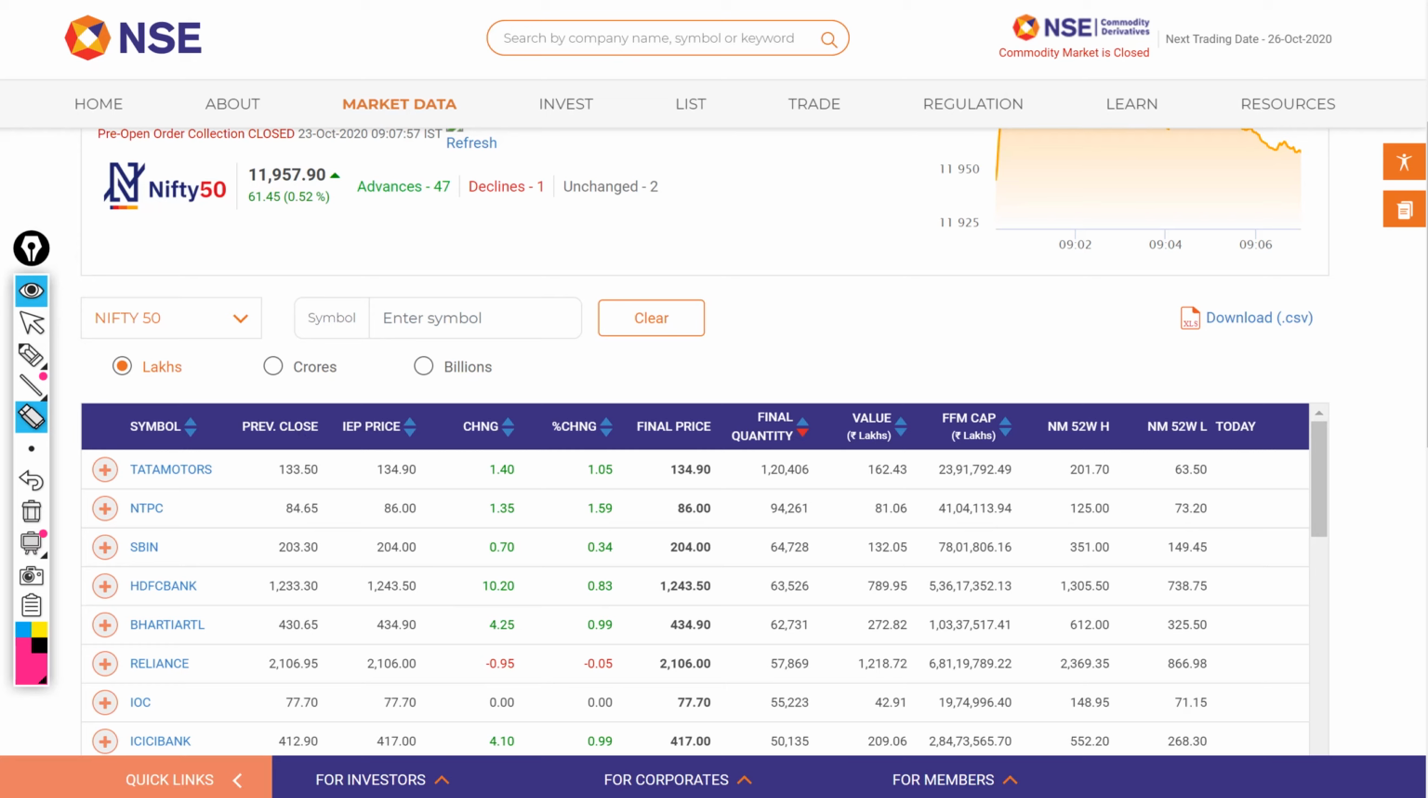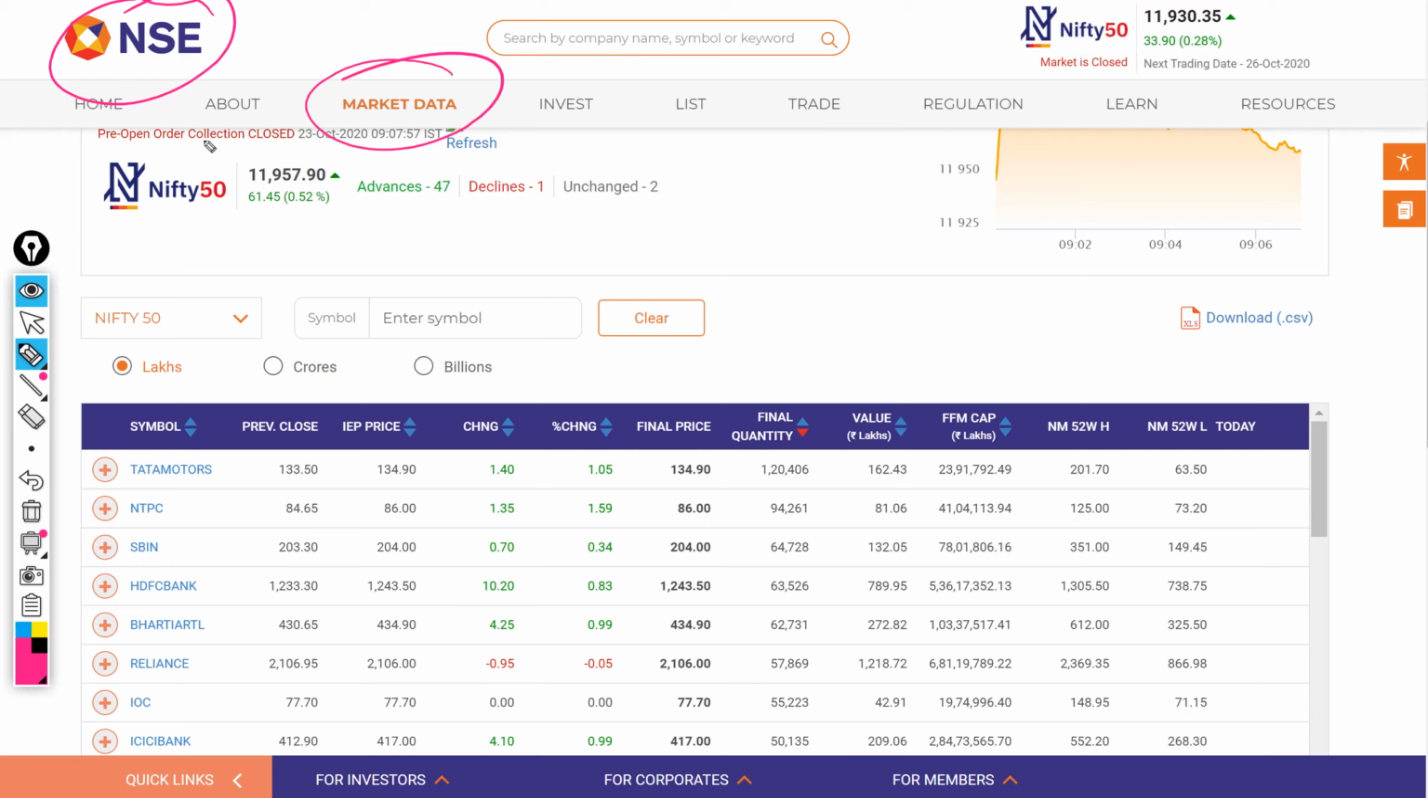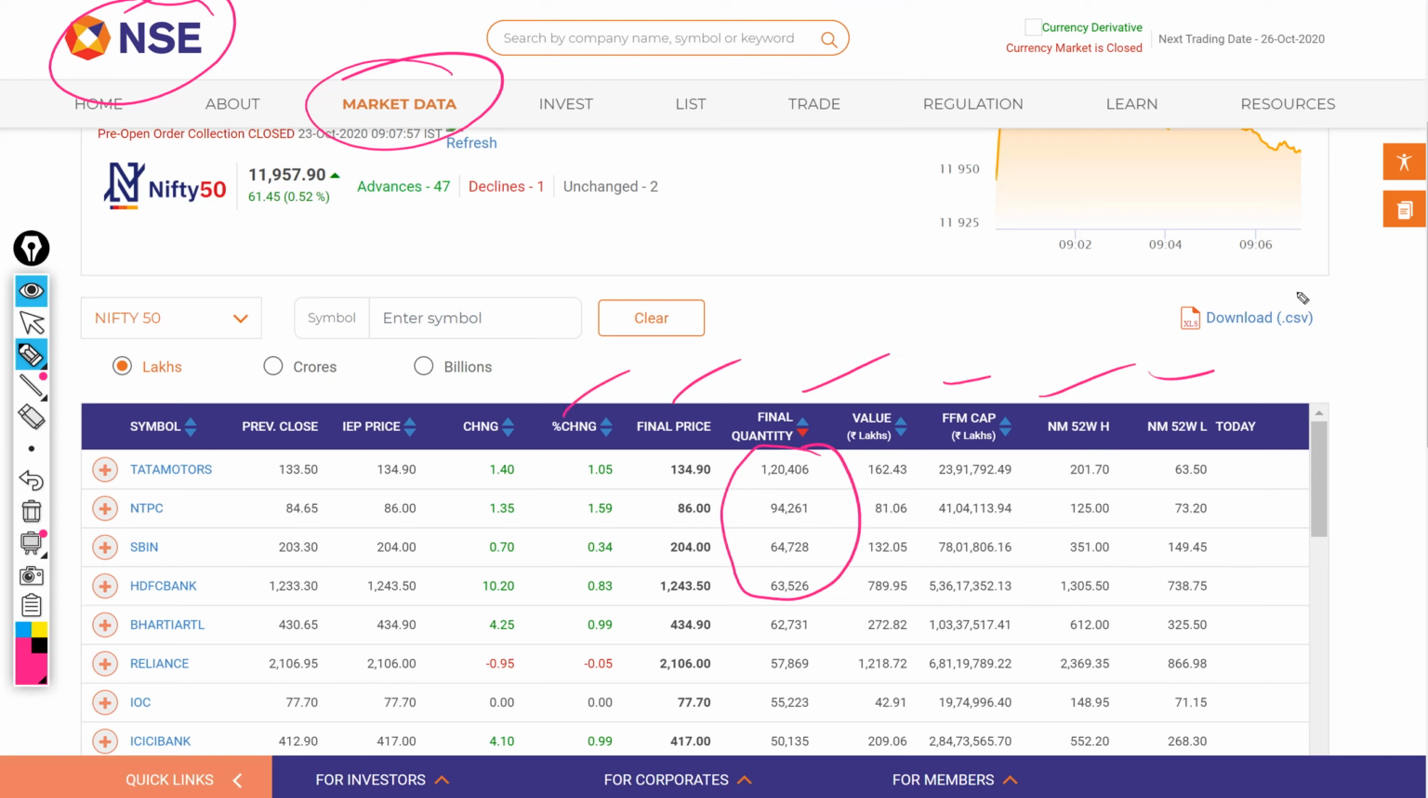NSE website is a government website. You just log in here and go to market data and see what are the top quantity trades. There are so many filters, but we are doing it on top quantity. Why? Because the quantity where orders are placed, that is the trending stock for the day.